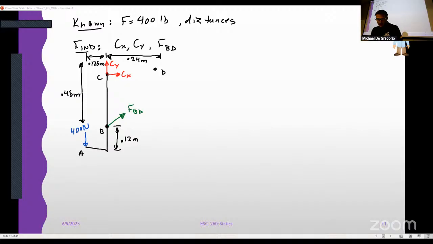3 forces, 3 equations, 3 unknowns. Okay, first thing I'm going to do, knowing nothing else here, I'm summing the moments at C. If I sum the moment at C, that's fantastic. Which forces do I have? Well, I have that 400. That 400 pushes downward, so that's going to be a positive 400 Newton. How far away is that from point C? Well, it's 0.135, right? 0.135.